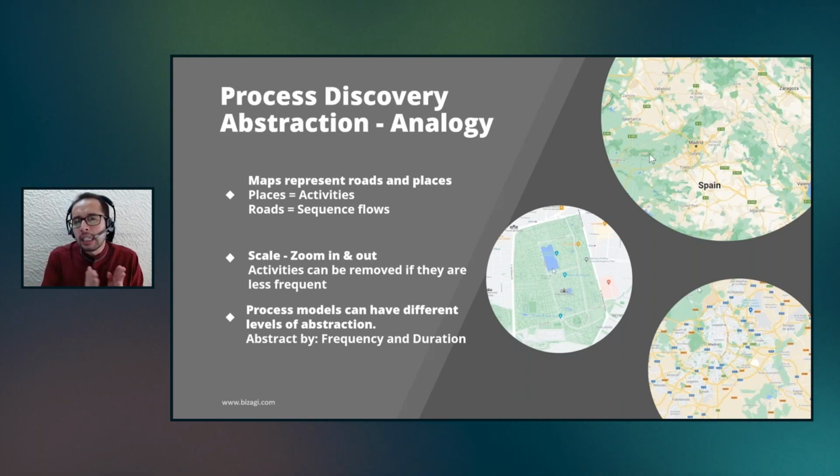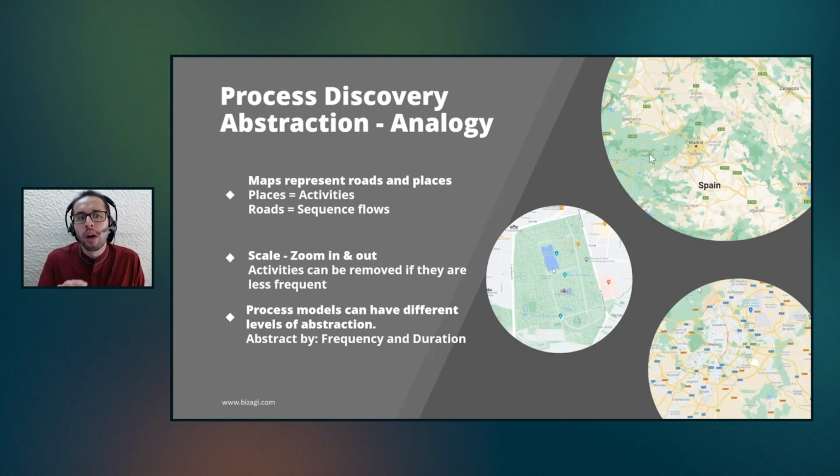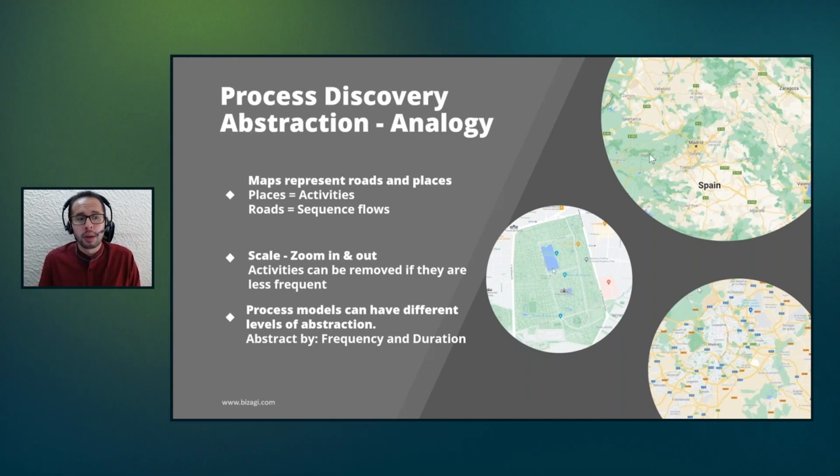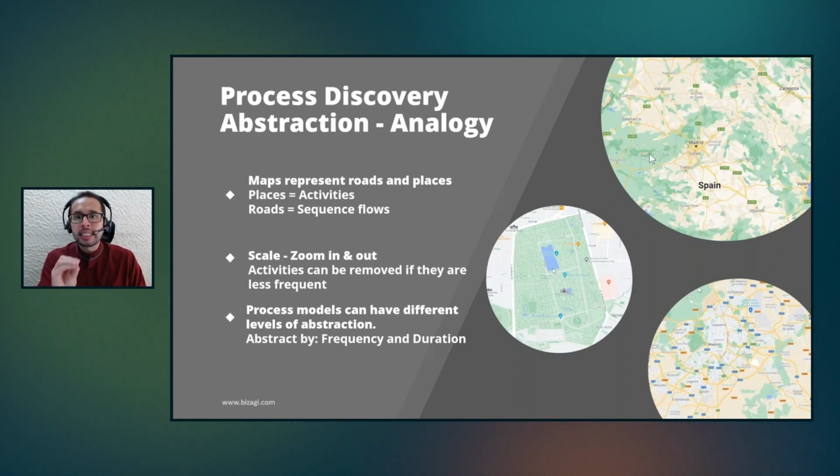So exactly in the same way as I can zoom in or zoom out with Google Maps, I can do the same with process mining in Bizagi. I can zoom in to see more activities, right? Or I can zoom in to see more sequence flows, which is exactly the same as if I want to see more places or more roads in Google Maps, right? Once I have all of that defined, once I got the detail that I want, that will be my process and the process discovery that we have. So this is exactly process mining and how it works.